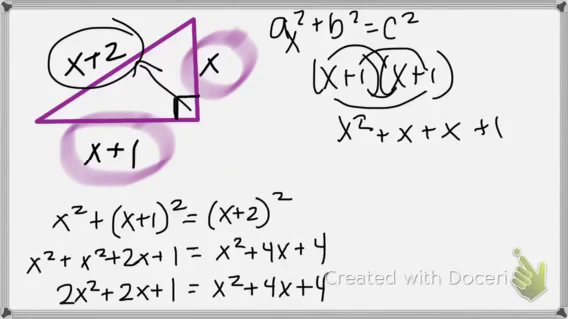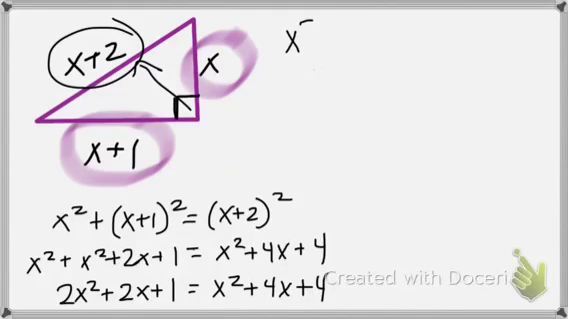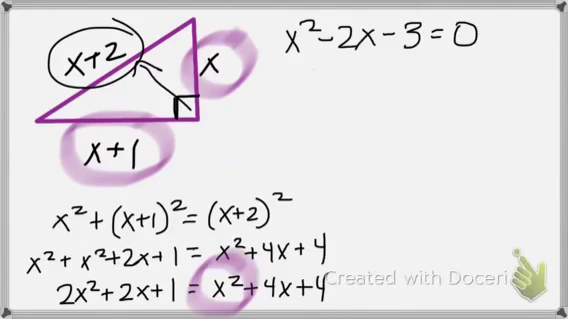Let's go back and erase this stuff so you can see it. So now I have x squared minus 2x minus 3 equals 0. How did we come up with that? I subtracted the 2x right here. I subtracted 2x, or x squared, from both sides. I subtracted 4x, and I subtracted 4.